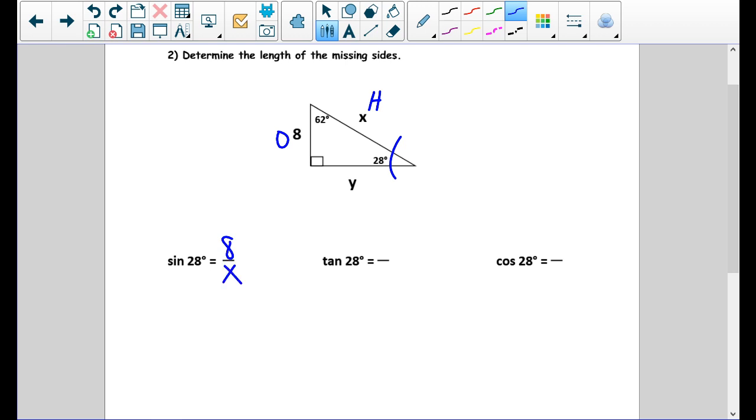Now, variables in the bottom, what happens? These switch spots. If there's a number in the bottom, I'm multiplying both sides by that number. So variables in the bottom, those two switch spots. So I have now x equals 8 over sine 28. That's what I'm typing in my calculator: 8 divided by sine 28. And what do we get?